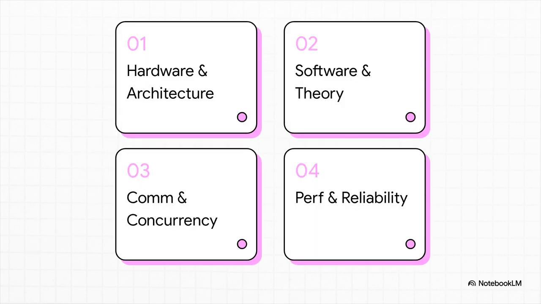The whole field really boils down to four distinct but totally interconnected pillars. First up, you've got the physical stuff, hardware and architecture. Then you've got the brains of the operation, software and theory. Third, how all these systems talk to each other and work together, communication and concurrency. And finally, the things that keep it all running fast and safe, performance and reliability. Together, these four things, they explain pretty much everything.